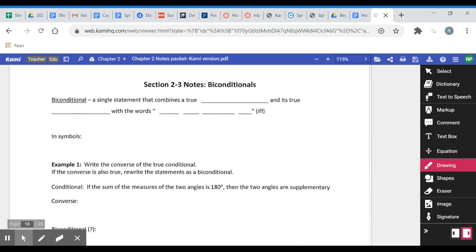Hi, welcome to Section 2-3 Notes. This is titled Biconditionals. So we're still in Chapter 2 with logic, going over logic and reasoning.